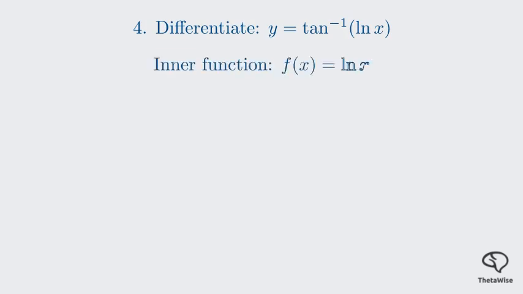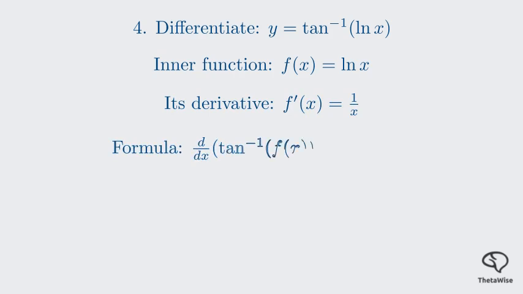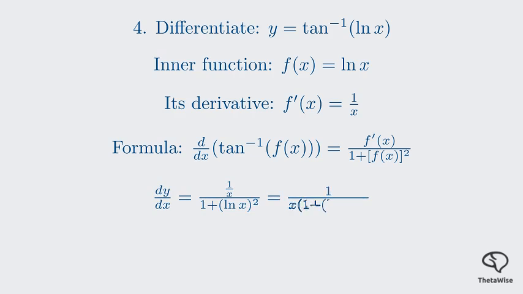Let's look at number 4. y equals tan inverse of the natural logarithm of x. This is a composition of two functions: tan inverse of f(x), where f(x) is ln x. Our inner function is f of x equals ln x. The derivative of this inner function, f prime of x, is 1 over x. We apply the general formula for tan inverse of f of x, which is f prime of x over 1 plus f of x squared. Substituting our values, we get dy/dx equals 1 over x divided by 1 plus ln x squared. This is our final derivative.